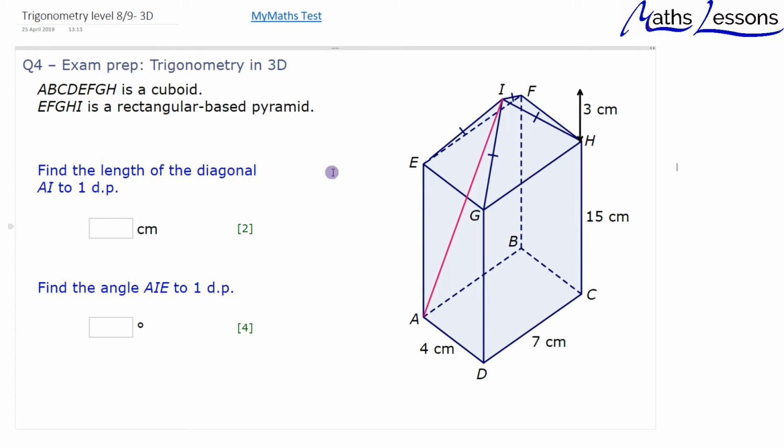Right, our last question here, another little 3D question. Give you 3 minutes, see how you do on this.